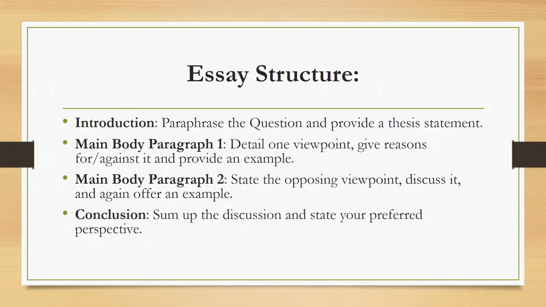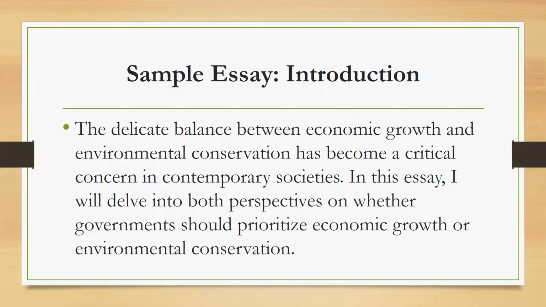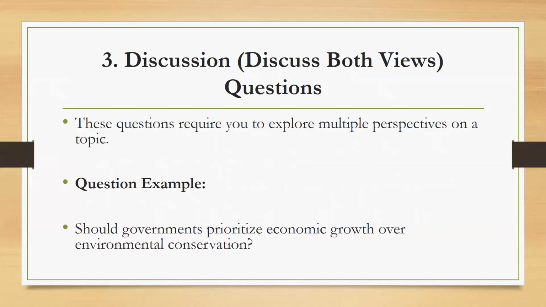Main body paragraph 1, detail one viewpoint. Give reasons for or against it, and provide an example. Main body 2, state the opposing viewpoint, discuss it, and again offer an example. Conclusion, sum up the discussion and state your preferred perspective. Let's look at this example. The example here is, should government prioritize economic growth over environmental conservation?